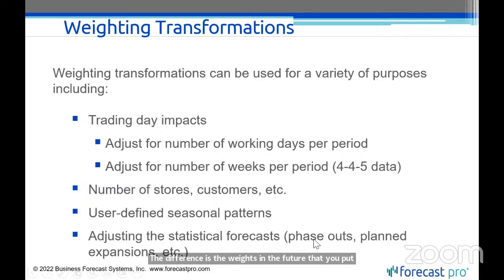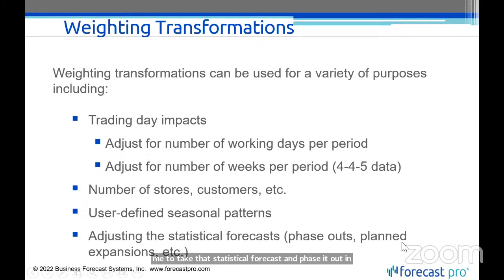So perhaps I'll put in 1 for the first 3 months because I'm not planning on phasing it out until the 4th month. In the 4th month, maybe I'll put 0.8, and 5th month 0.6, and 0.4, 0.2, and then 0. And it would allow me to take that statistical forecast and phase it out.